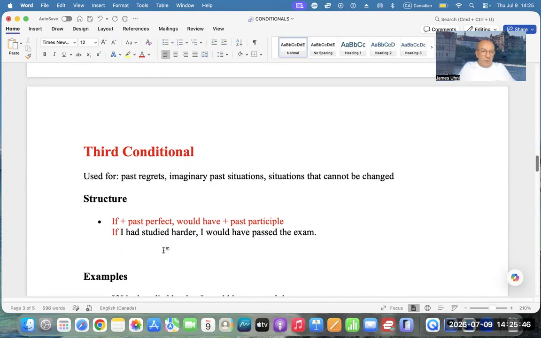Now, where is past perfect? Had studied. Helping verb, past, and perfect, studied. What is studied? Studied is past participle, right? But together it is past perfect. So let's go. Harder, comma, comma, would have.